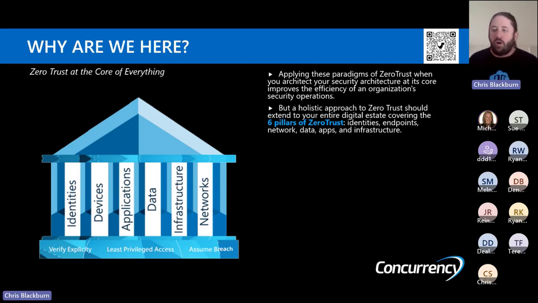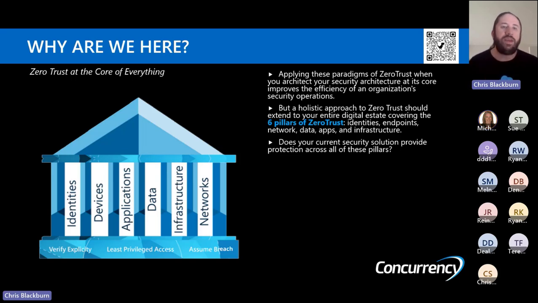All of these sit on top of those 3 methodologies: verifying explicitly, least privileged access, and assuming breach. As we look at applying zero trust to our organizations across those pillars, ask yourself: does your current security solution really wrap all of these pillars of zero trust into one suite? Or maybe you say, yes, we are applying those methodologies in our organization, but we are using a lot of different tools. That's probably the most common conversation I'm having with customers.